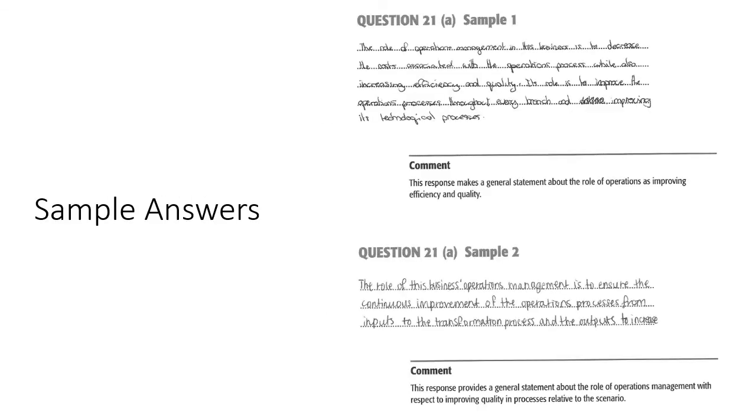Now, these sample answers actually have a little comment under them in terms of what the markers actually thought about the question. It makes a general statement about the role of operations as improving efficiency and quality. So you're actually now explaining why they're more efficient, why their quality is improving. So you're giving a little bit more in your response.